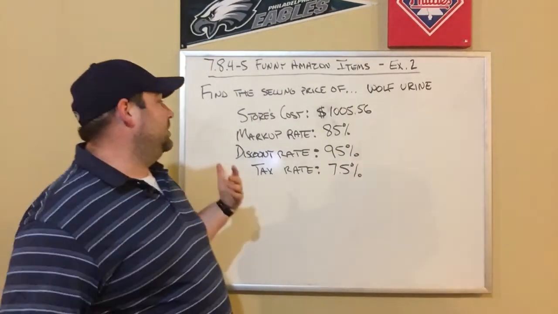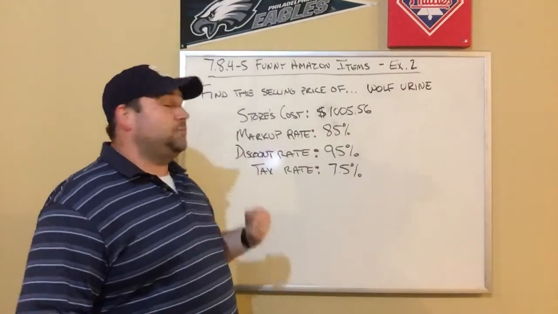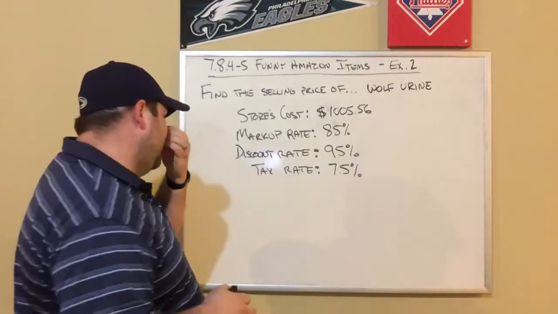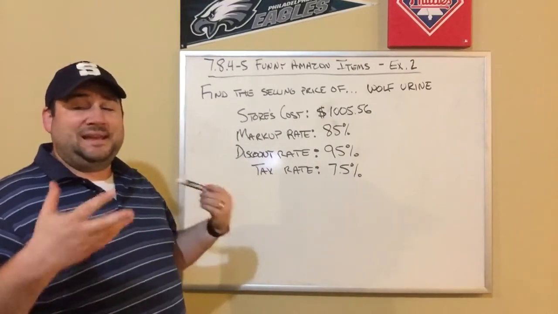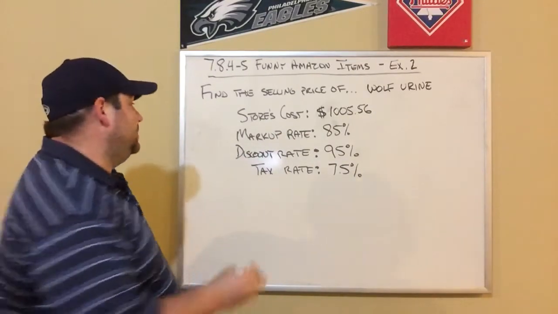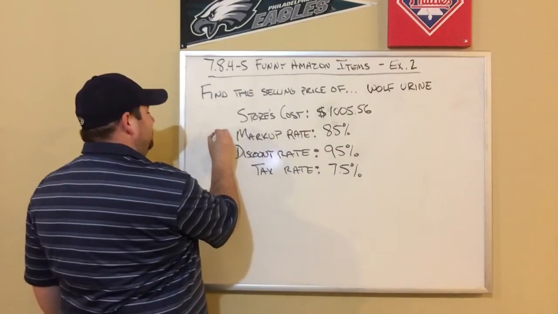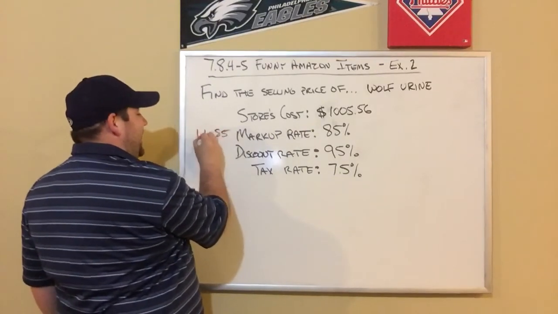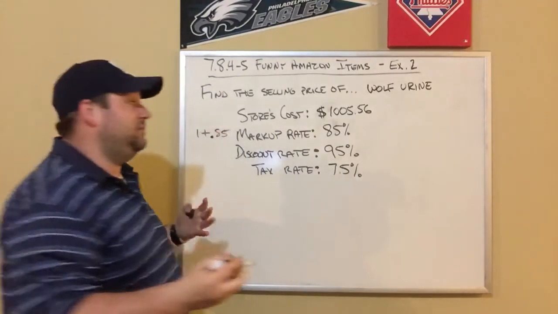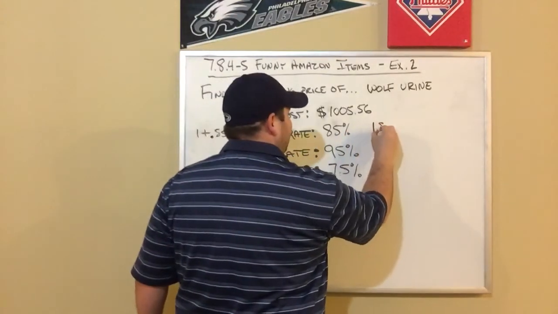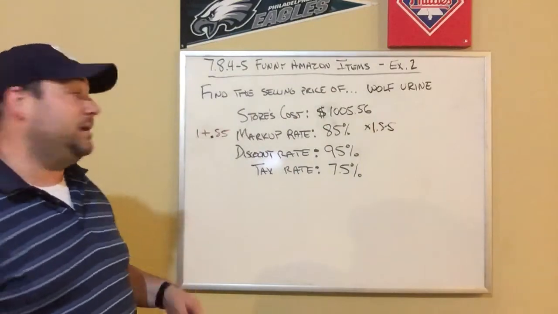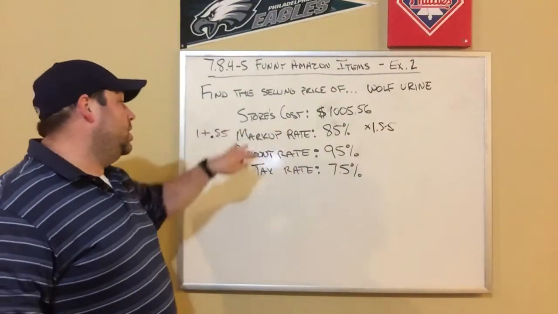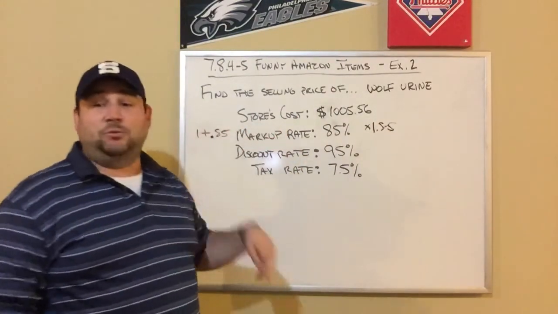So the first thing we're going to do is we need to figure out all these rates as decimals. So remember, let's start with markup. When we talked about markup, we talked about you make it a decimal and you add 1. So 85% would be 0.85. I add 1 to that. 1 plus 0.85 is 1.85. And I'm multiplying. For these problems like this, you're always multiplying because we're doing all of these things. We're doing this markup. We're doing this discount. We're doing the sales tax.